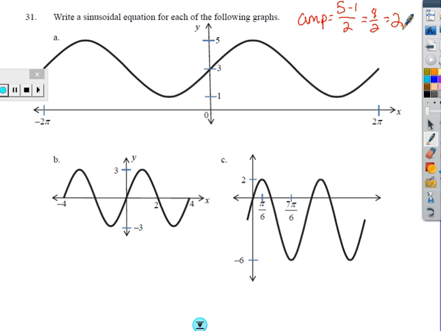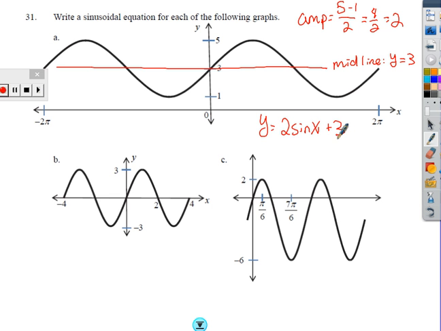Now, I also want to find my vertical shift. There's two ways to find the vertical shift. One is you can look at what the midline was. Obviously, the midline in this case was 3. So the vertical shift is going to be 3. The other way is to think about where I would want my function to start. I think the easiest way, though, is the midline. And I already know enough to write my function. I can write y is equal to 2 sine x plus 3. My amplitude went right there, and my vertical shift went right there.